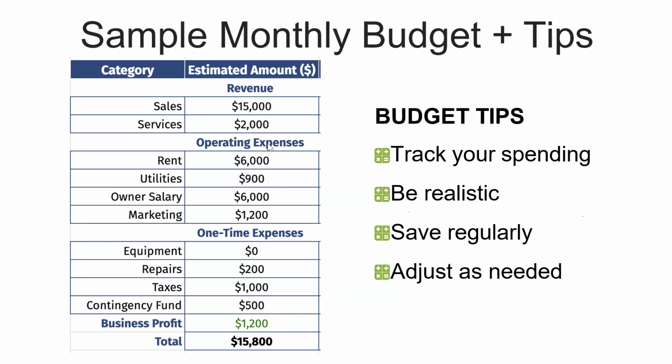Now the operating cost: if you have an office space or a shop, you have to rent it, right? Utilities, you have to pay electricity and water bills. Then maybe you have to pay your own self, if you don't have a salesperson. Those are operating expenses. Then you have to do some marketing. Maybe you have to run some ads online. You have to print some flyers. Those are marketing expenses. Then you have one-time expenses, like buying equipment.